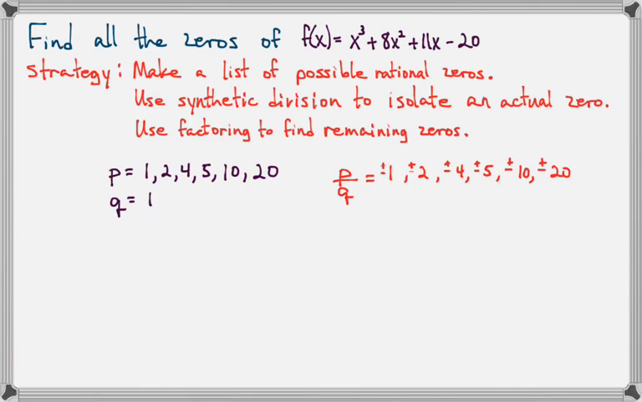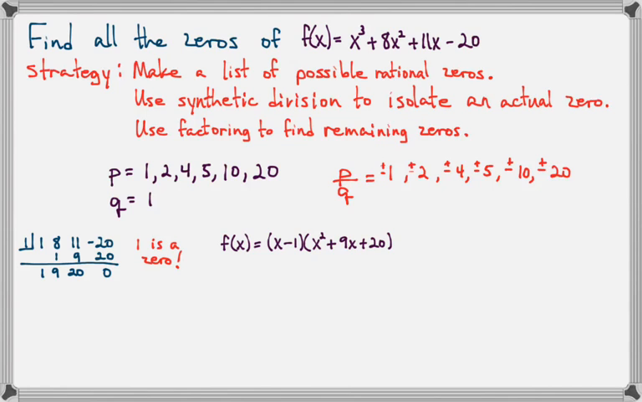I just have to find one using synthetic division. So I just always start at the beginning of the list. And so let's see if 1 is a zero. If we do the synthetic division with 1, then we see yes, the remainder is 0. Therefore, 1 is a zero of this function. Therefore, x minus 1 is a factor of this function.